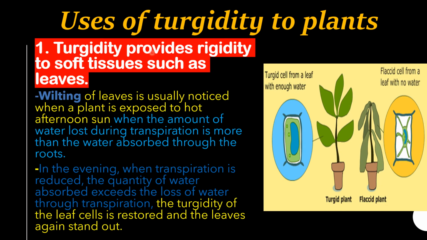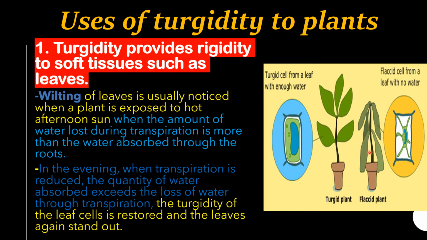What are the uses of turgidity to plants? We are discussing them one by one. First one, turgidity provides rigidity to soft tissues such as leaves. Here you can see in this plant, this is a turgid plant, the leaves are rigid. Here all the cells of this plant are getting enough water, or we can say the cells are in a distended condition. Cells are turgid.